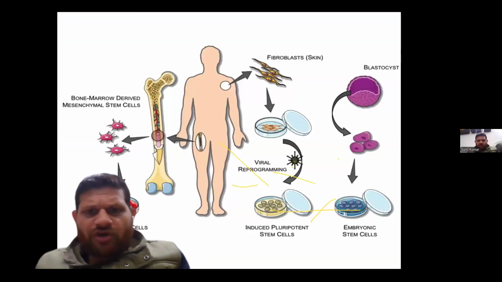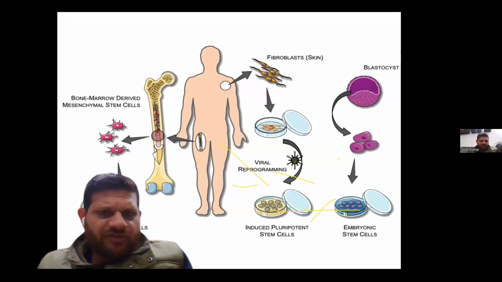So according to our requirement, if we want to recreate our bone, then from the bone marrow we derive the stem cells, and those are stored as adult stem cells.